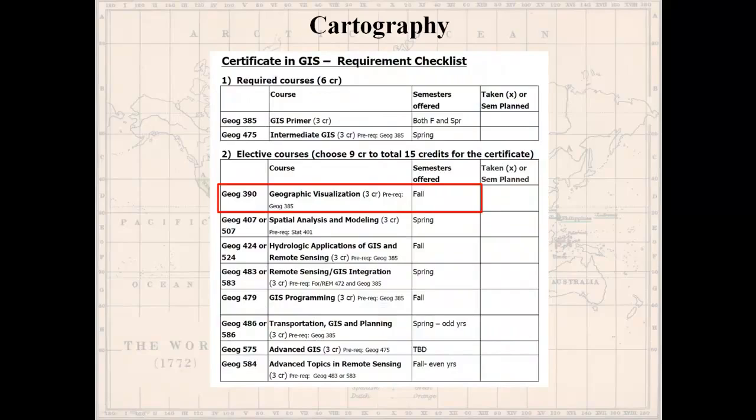This is just the basics of cartography. If you're interested in getting a GIS certificate, you'll notice that one of the elective courses is Geography 390, which is Geographic Visualization. So you can take an entire 3-credit full semester course talking basically about cartography. I'm going to cover cartography in one module. So you're only going to get the basics, the high-level stuff. If you're interested in either the GIS certificate or just learning more about cartography, you should think about enrolling in Geography 390.